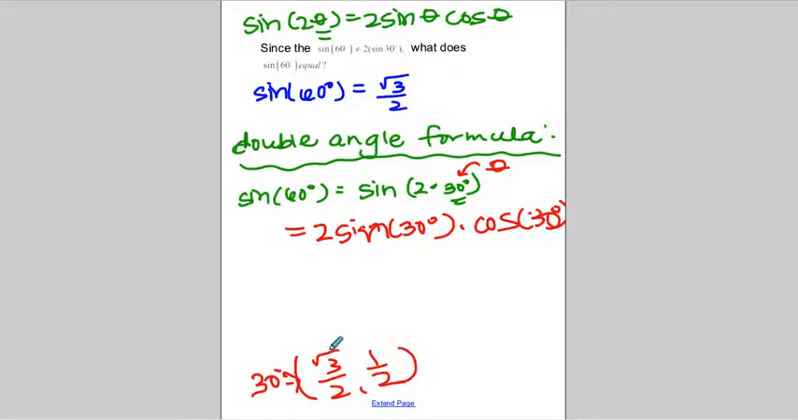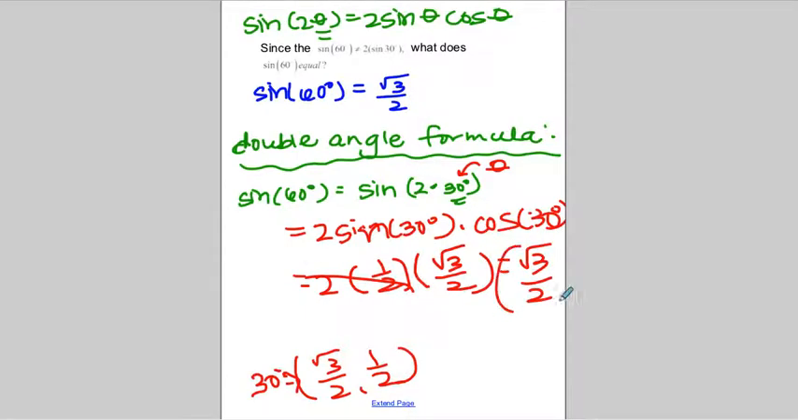And my sine value is my y value, so I will have 2 times 1/2 times my cosine of 30, so square root of 3 over 2. Okay, these will cancel, and I will be left with square root of 3 over 2. There is my answer using my double angle. Okay, so this one might not be very helpful, but we'll see it on the next page, I guess. So let's go ahead and do that.